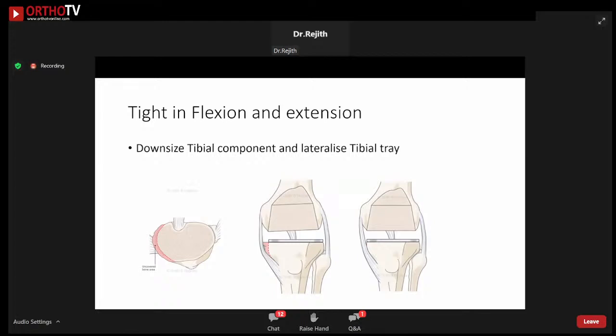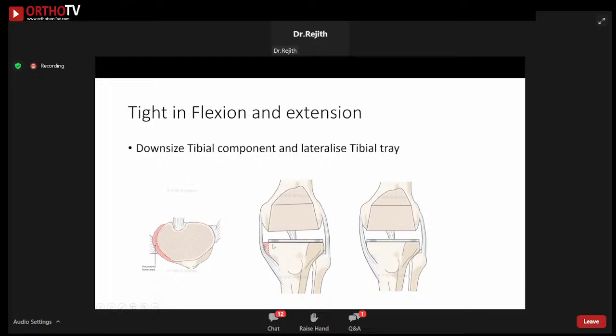Now, the other thing which you can do is downsizing the tibial component and lateralizing the tibial tray. So imagine this is the transverse cross section, there is an uncovered area here. And that is acting like an osteophyte and stretching the ligament. So you reduce the size of the tibial tray. Suppose we measure a 5, you go to a 4 and then excise that small piece of bone which is overhanging, and imagine that's an osteophyte.